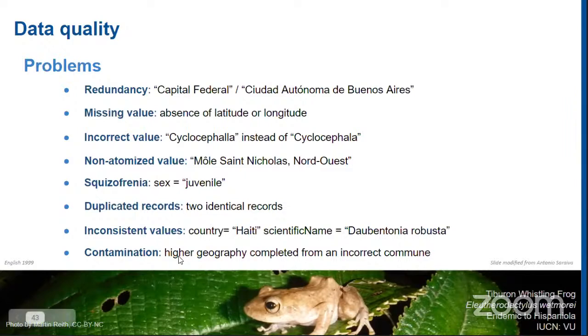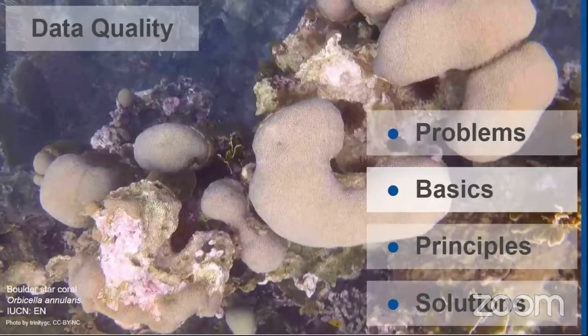And the example for contamination, for instance, completing the higher geography, the country, the continent, when we're doing that from a lower level that is already incorrect. So we have seen problems. So let's take a look at some basics about data quality.